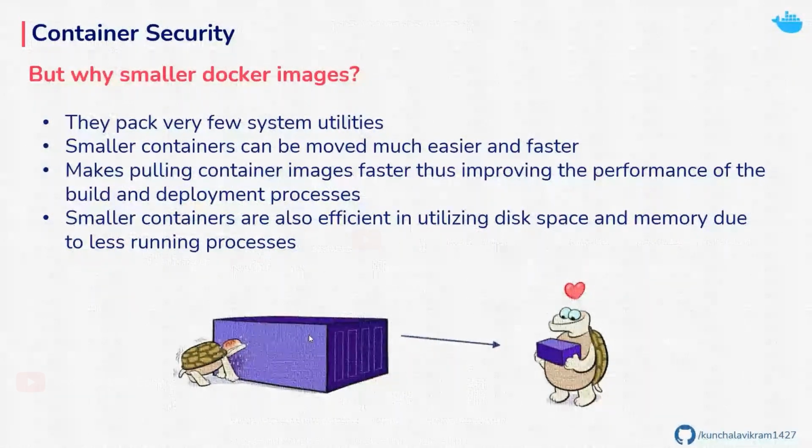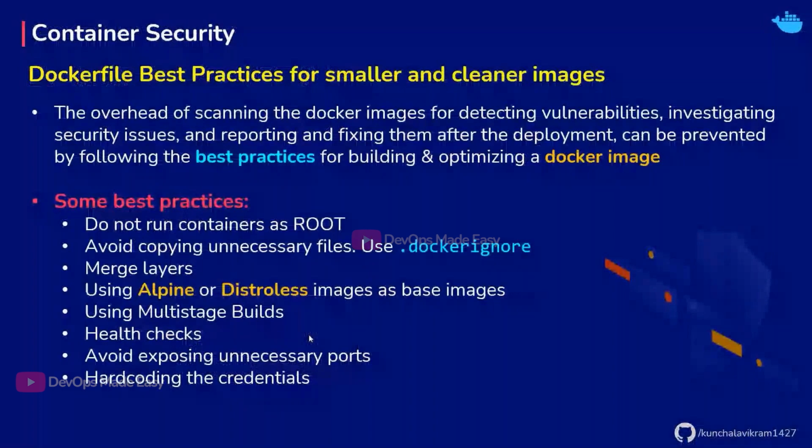We build the smallest and cleanest Docker images. We use a Dockerfile to build the images, and once we follow best practices while writing the Dockerfile, we end up generating smaller and cleaner Docker images. Some of the best practices: you should not allow containers to run as root. Root means giving admin privileges, right? You should not allow any of the processes inside that container to run with root privileges.